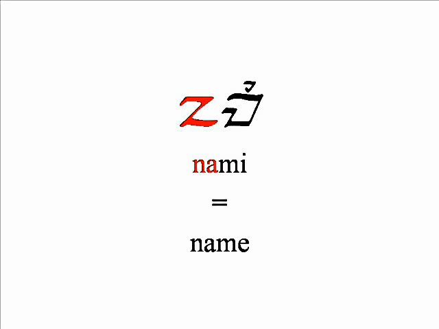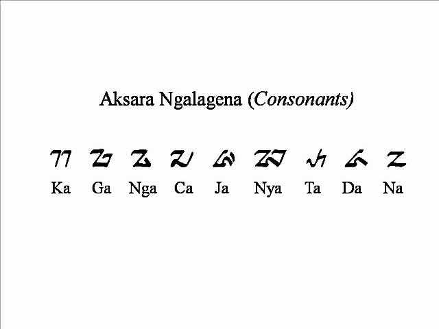Okay, so far we already have the first 9 letters. Those are Ka, Ga, Nga, Cha, Ja, Nya, Ta, Da, and Na. There are none letters left in further. Let's get it on.